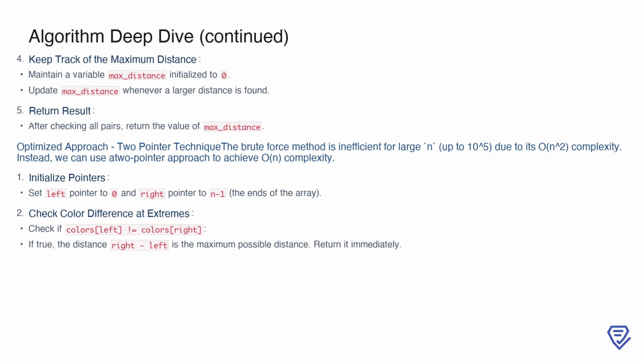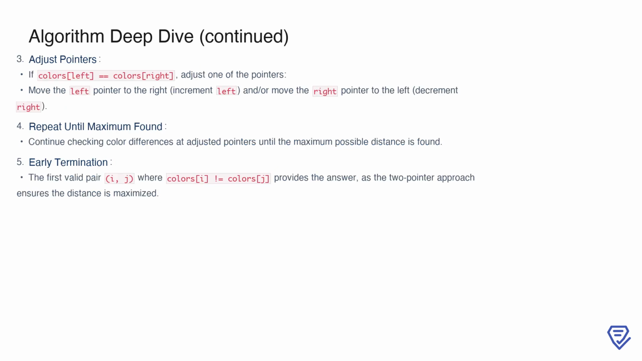To address this inefficiency, we turn to an optimized solution using the two-pointer technique, which reduces the time complexity to O(n). This method starts by initializing 2 pointers, left at the beginning of the array and right at the end. With the two-pointer approach, the first step is to check the colors at the 2 extreme ends of the array, colors[left] and colors[right]. If these 2 colors are different, then the distance between them, right - left, is the largest possible distance since the pointers are positioned as far apart as possible. In such a case, we can return the result immediately without further processing.